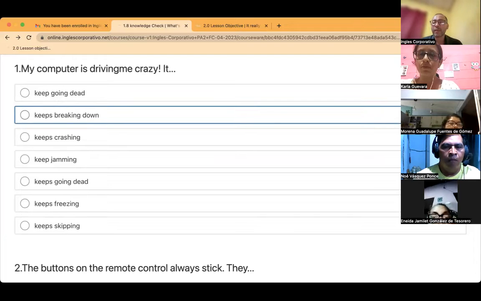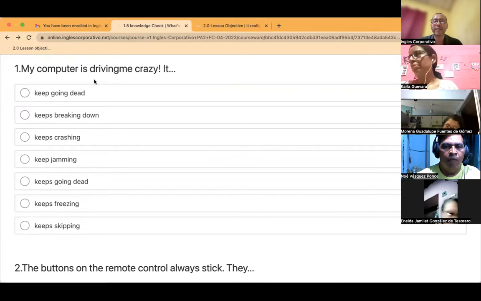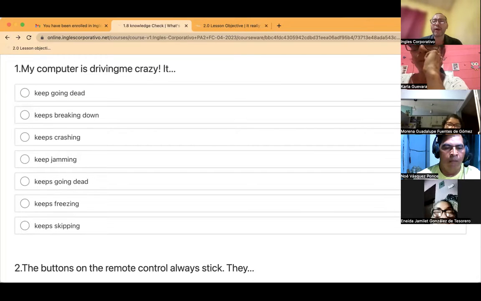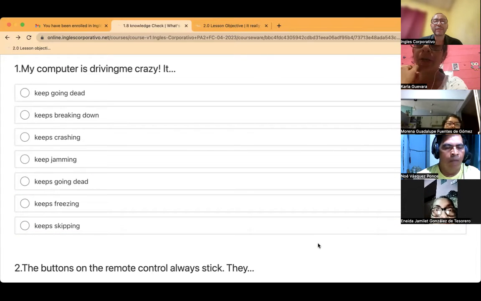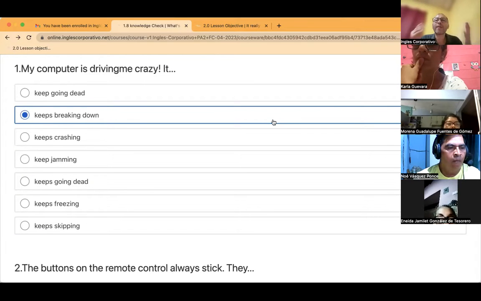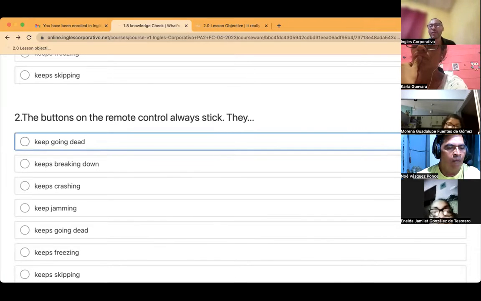Yes. What is number 1? Keeps breaking down, says. Okay, so let's read the sentence. My computer is driving me crazy. Carla, what happened? No, activate the audio, Carla. My computer is driving me crazy. It keeps breaking down. Okay, and that's it. Only select for you what is the problem with the thing. Thank you very much, Carla.